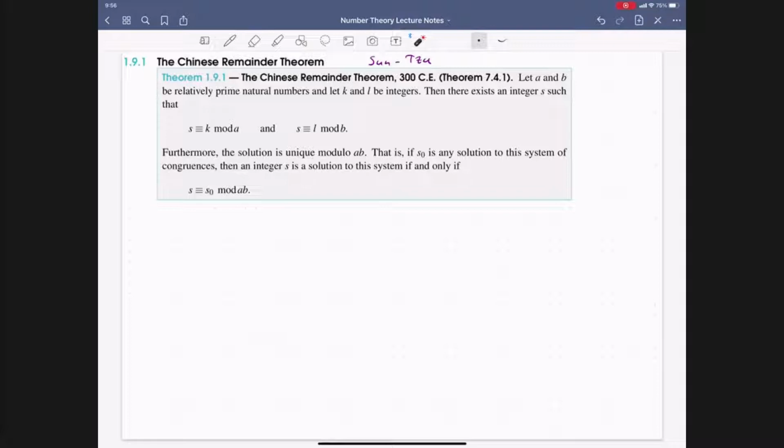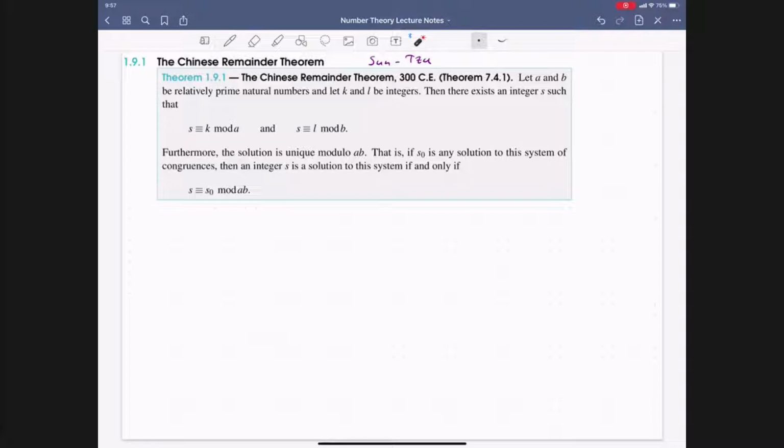And so what it says is that if a and b are relatively prime natural numbers, and k and l are integers, then there exists an integer s such that s is congruent to k mod a, and s is congruent to l mod b. And so here we're using the fact that a and b are relatively prime. And this solution is going to be unique modulo a times b.